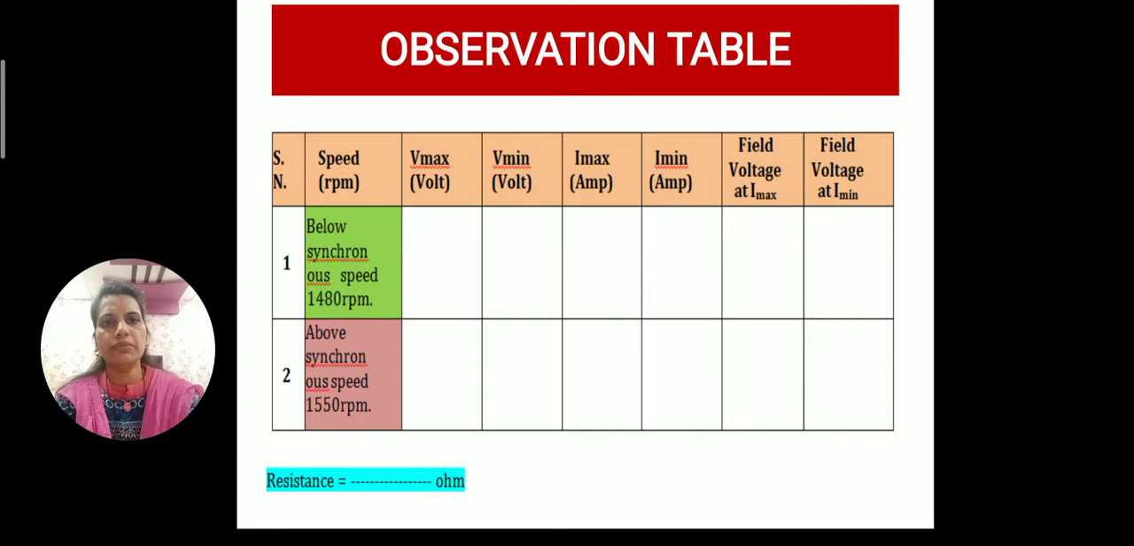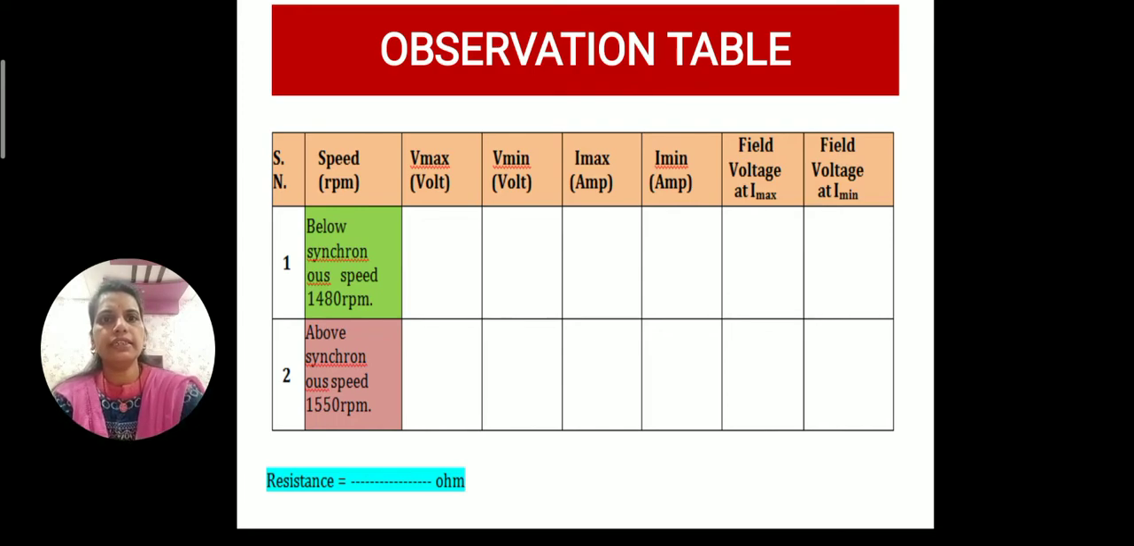at Iminimum. Okay, so remember that in the slip test our field of the alternator is open, correct, and in that case we have to measure that value, right. So this is the observation table: first we have to take the reading below synchronous speed, after that the reading above synchronous speed, correct, for voltage and current maximum and minimum value. Okay, and again there is a resistance, which we can measure using a multimeter also. Okay, so this is about the observation table.